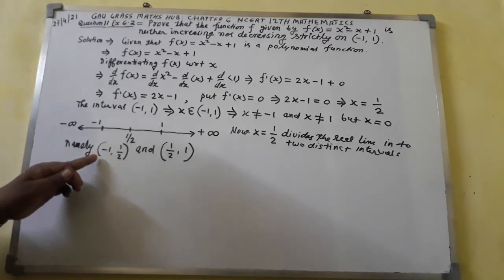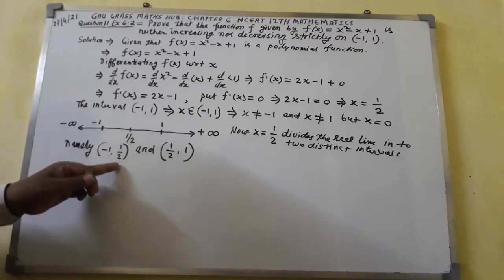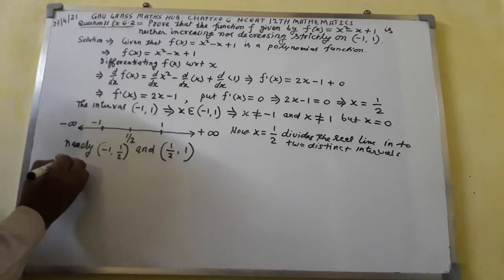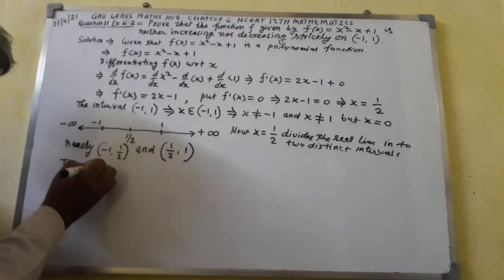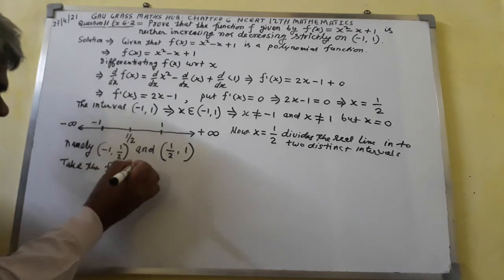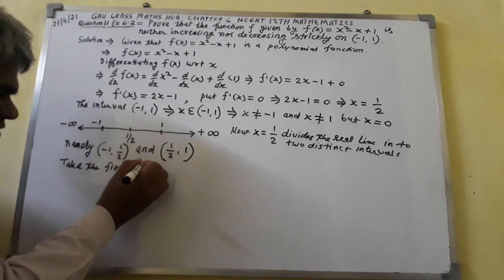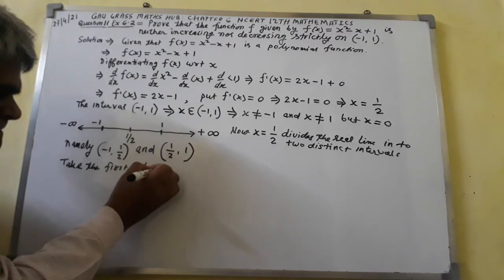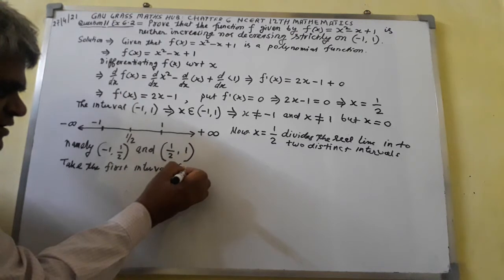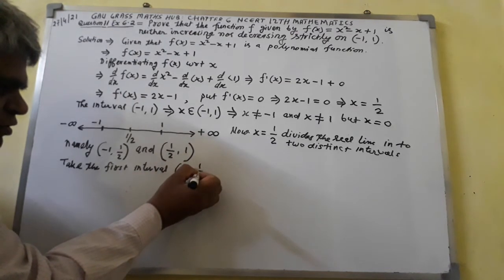Here you can see, take the first interval, open interval -1 comma 1 over 2. So now here I shall write, take the first interval, open interval -1 comma 1 over 2.